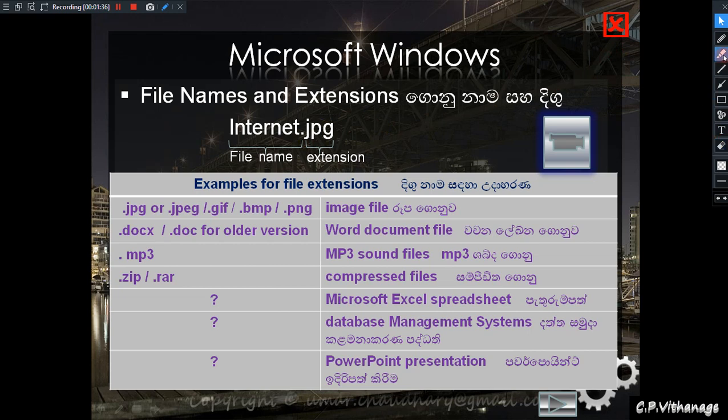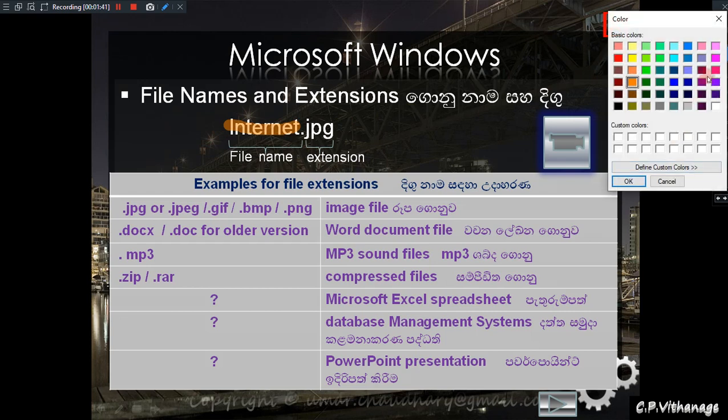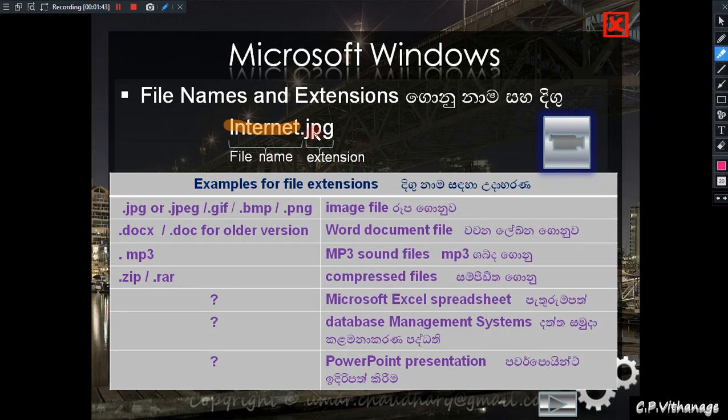So here you can see "internet" is the file name, and .jpg is the extension. This is how a file's name is made. The first part is for us, the users, and the second part is for the computers, right? There are two types actually, the extensions .jpg and .jpeg. Both are the same, and they are used for image files.